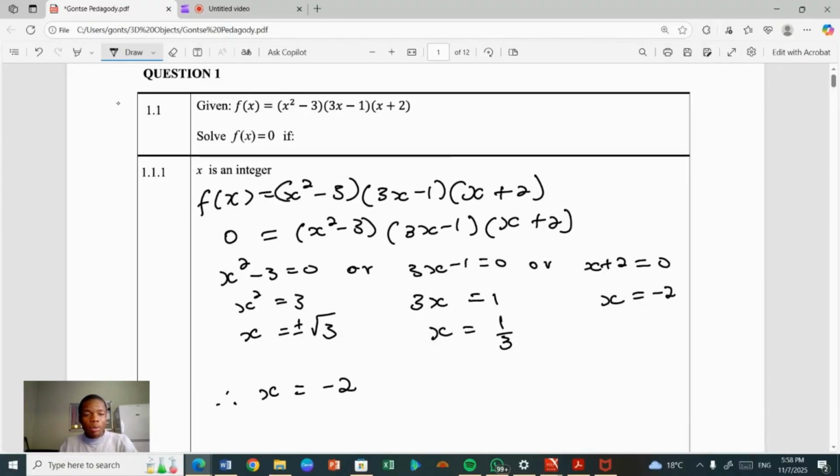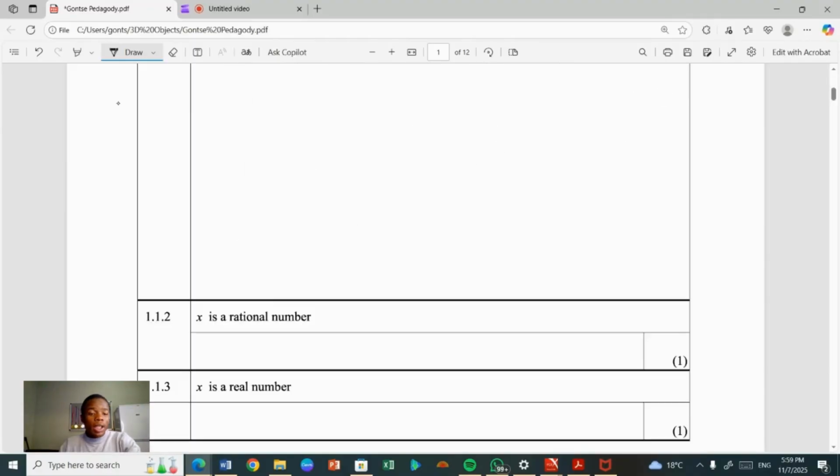So let's move to another one. Here they said where x is a rational number. We know that rational numbers are all numbers excluding the square roots and the cube roots. So it means that our values of x are x is equal to 1 over 3, or x is equal to negative 2. So those are our answers.